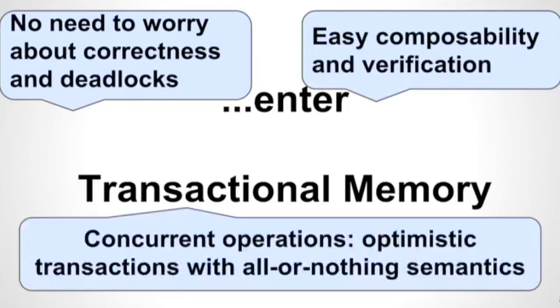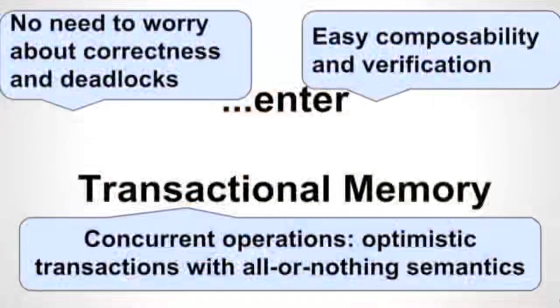And the concurrent operations are basically executed as optimistic transactions with this all or nothing semantics. So either the entire piece of code takes effect or it does not. So imagine how good an abstraction that is. So you get the best of both worlds now. You have the coarse-grained locking, which is very simple and easy to verify the safety of the code. And hopefully, we can get these transactions to execute concurrently and resolve these conflicts at runtime.